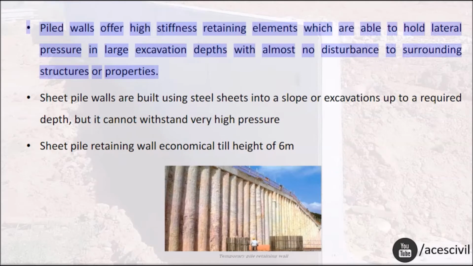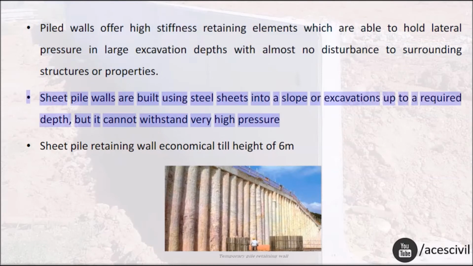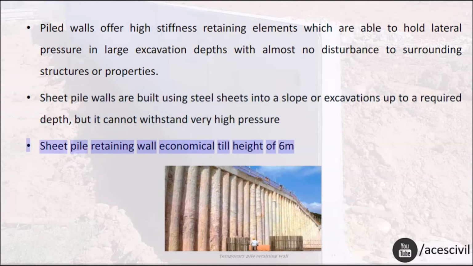Piled walls offer high stiffness retaining elements which are able to hold lateral pressure in large excavation depths with almost no disturbance to surrounding structures or properties. Sheet pile walls are built using steel sheets into a slope or excavations up to a required depth, but it cannot withstand very high pressure. Sheet pile retaining wall is economical till a height of 6 m.